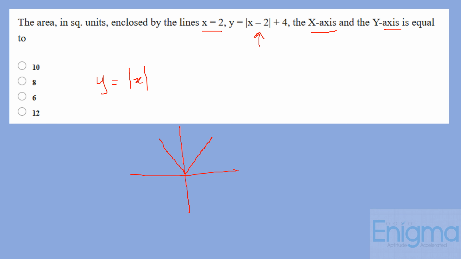Now, it is not y is equal to mod x, but it is y is equal to mod of x minus 2. Now, that means this shifts towards right. Now, how do we get this thing? It is very simple. If we substitute y is equal to 0, that means x has to be 2. That means this graph shifts towards right side and hence it becomes like this.